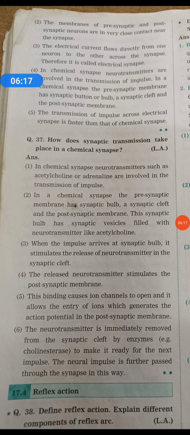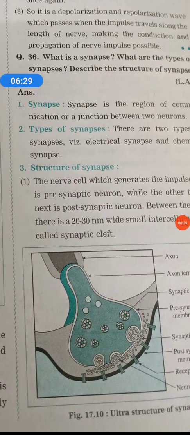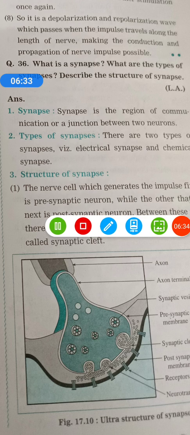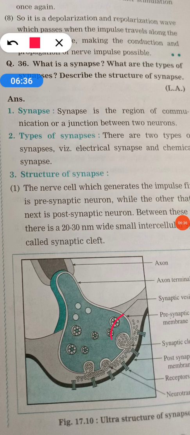So in an electrical synapse, the transmission of the nerve impulse takes place very fast as compared to the chemical synapse. In a chemical synapse, neurotransmitters are involved in the transmission of the impulse. This is the presynaptic membrane. This presynaptic membrane contains the synaptic knob. This is the synaptic knob.